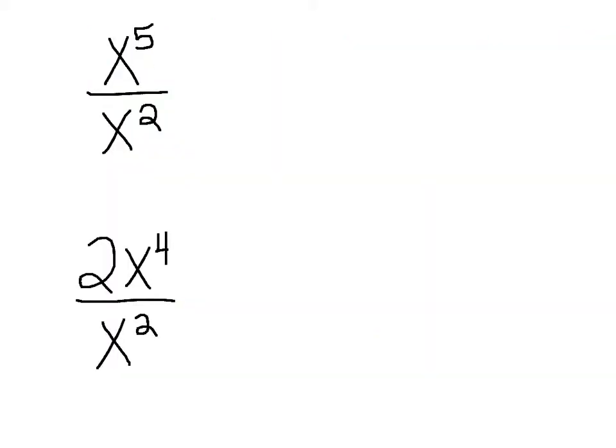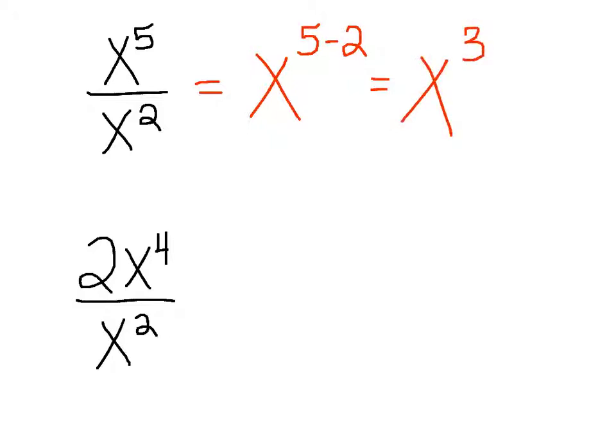Taking a look at an example, we have x to the fifth divided by x squared. Well, they have the same base, and I'm dividing, so I can keep the base and subtract the exponents. So my final answer is x to the 5 minus 2 power, which is x to the third.